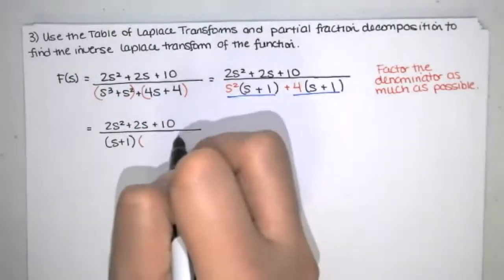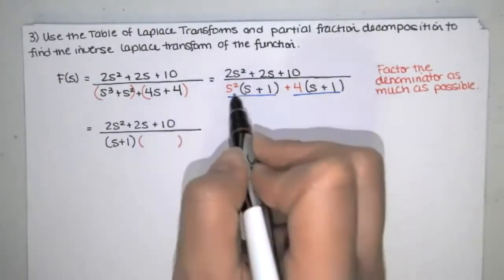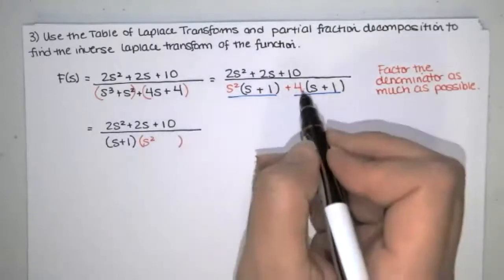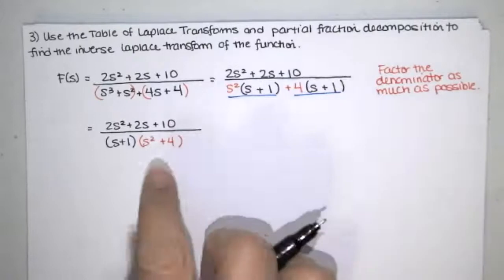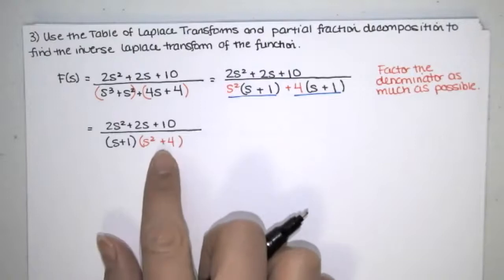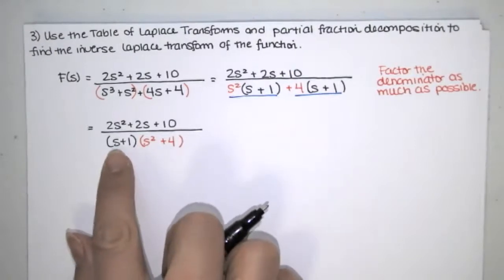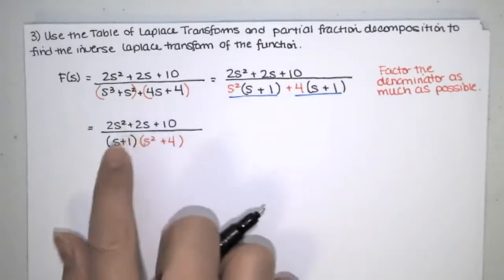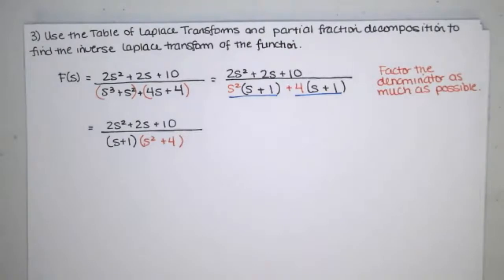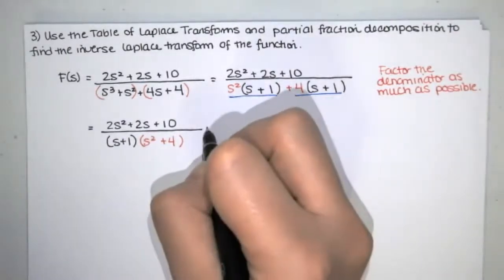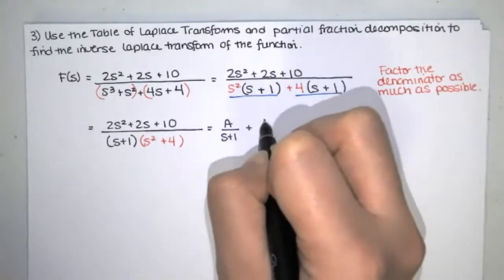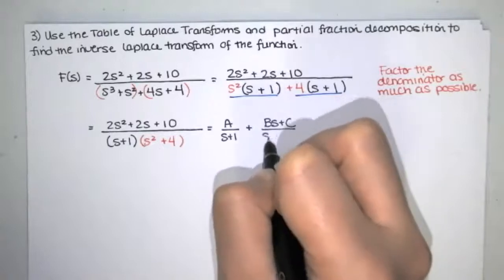And then in the second set of parentheses, I'm saying to myself, s plus 1 times what gives me this? It's an s squared. And then I say s plus 1 times what gives me this? Plus 4. So that is the factored form of our denominator. And now we see we have an irreducible quadratic factor, s squared plus 4, and we have a linear factor that's not repeated. So I can write the partial fraction decomposition of this expression this way. This is A over s plus 1 plus Bs plus C over s squared plus 4.